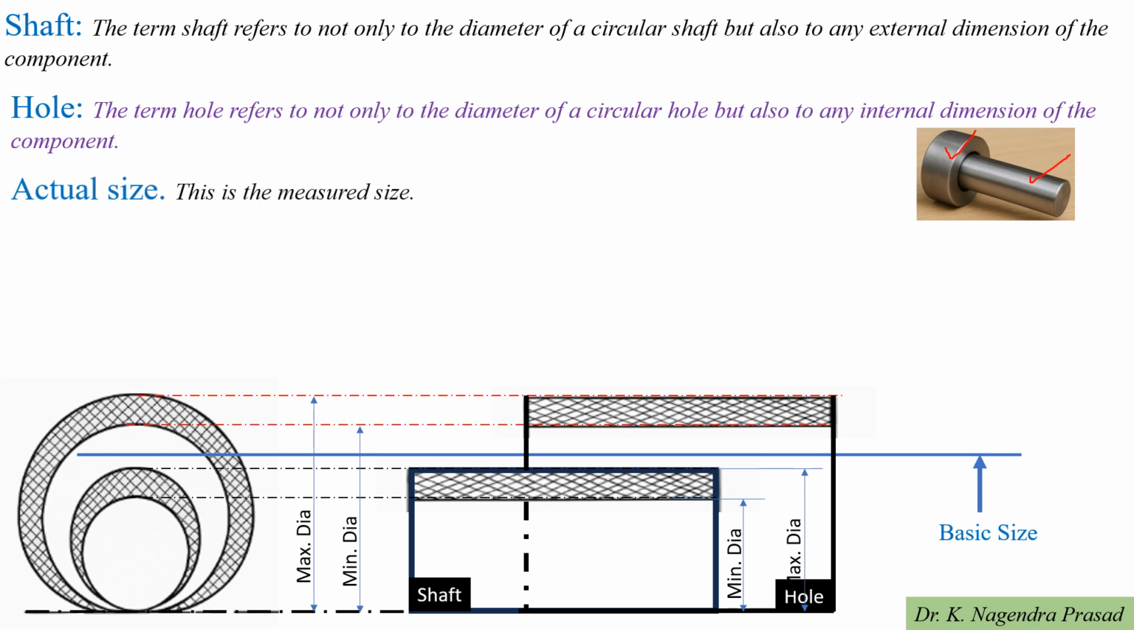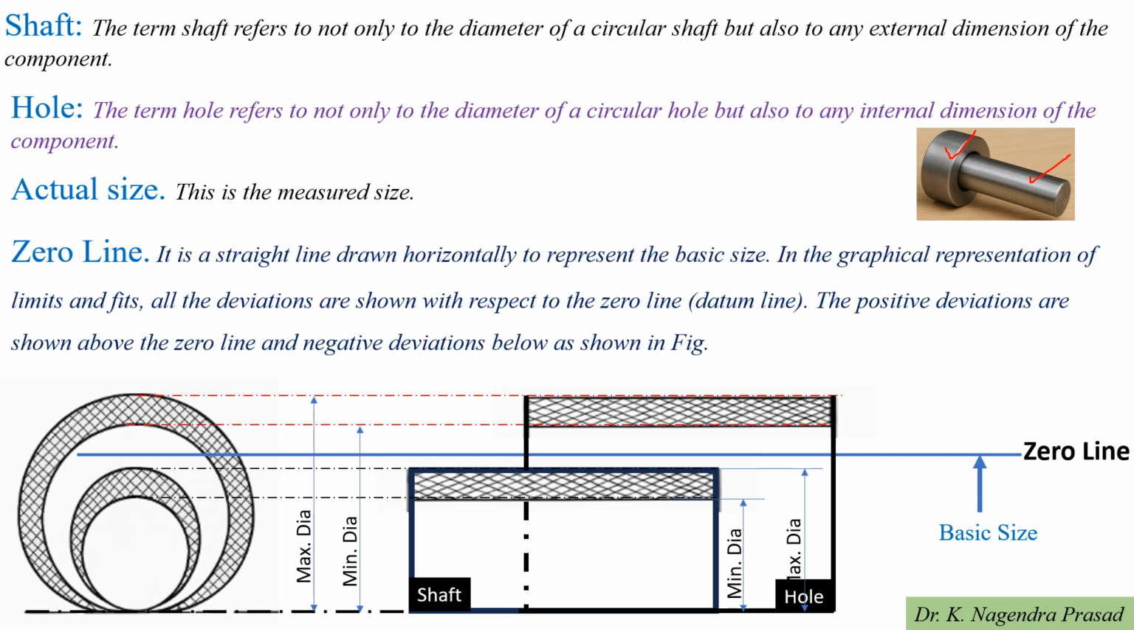So the next term is the actual size. So this is the measured size. So actual size is the measured size. So next one is the zero line. It is a straight line drawn horizontally to represent the basic size.